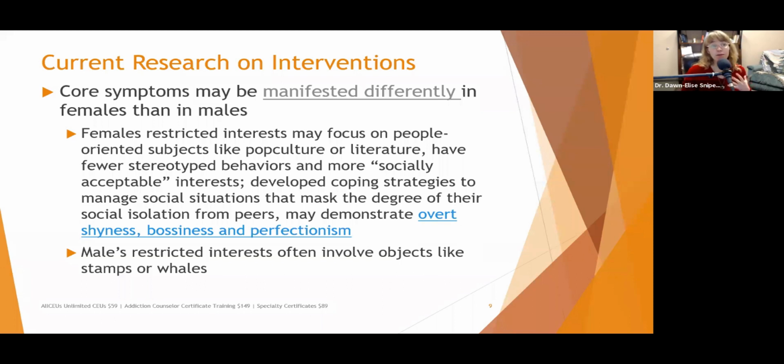And that may be part of the way that they cope with their level of stimulation, being shy and withdrawn to prevent being overwhelmed, or being bossy in order to control their environment. They may have evolved those behaviors as methods of coping and controlling their environment. For males, the biggest difference is that their restricted interests often involve objects like stamps or whales or something that doesn't involve a human being.